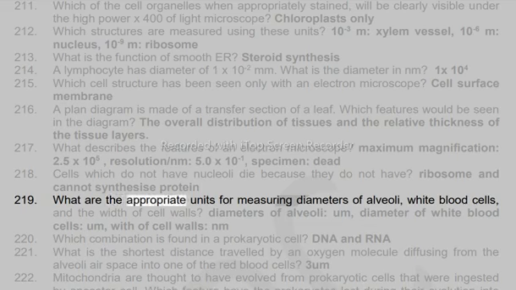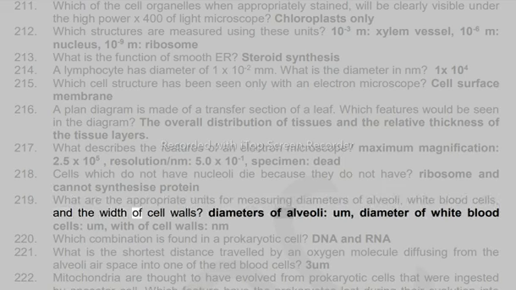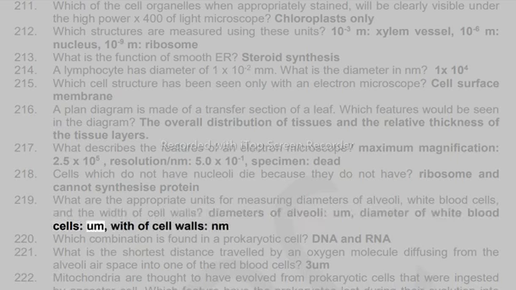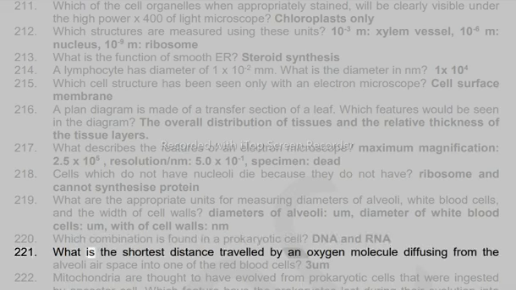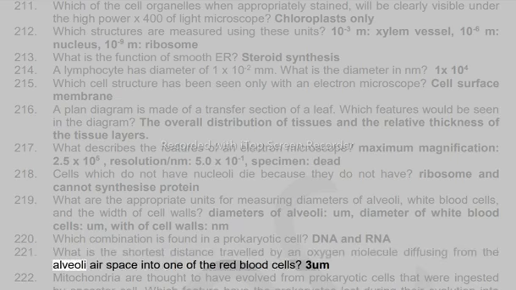219. What are the appropriate units for measuring diameters of alveoli, white blood cells, and the width of cell walls? Diameters of alveoli, diameter of white blood cells, width of cell walls, nm. 220. Which combination is found in a prokaryotic cell? DNA and RNA. 221. What is the shortest distance traveled by an oxygen molecule diffusing from the alveoli air space into one of the red blood cells?